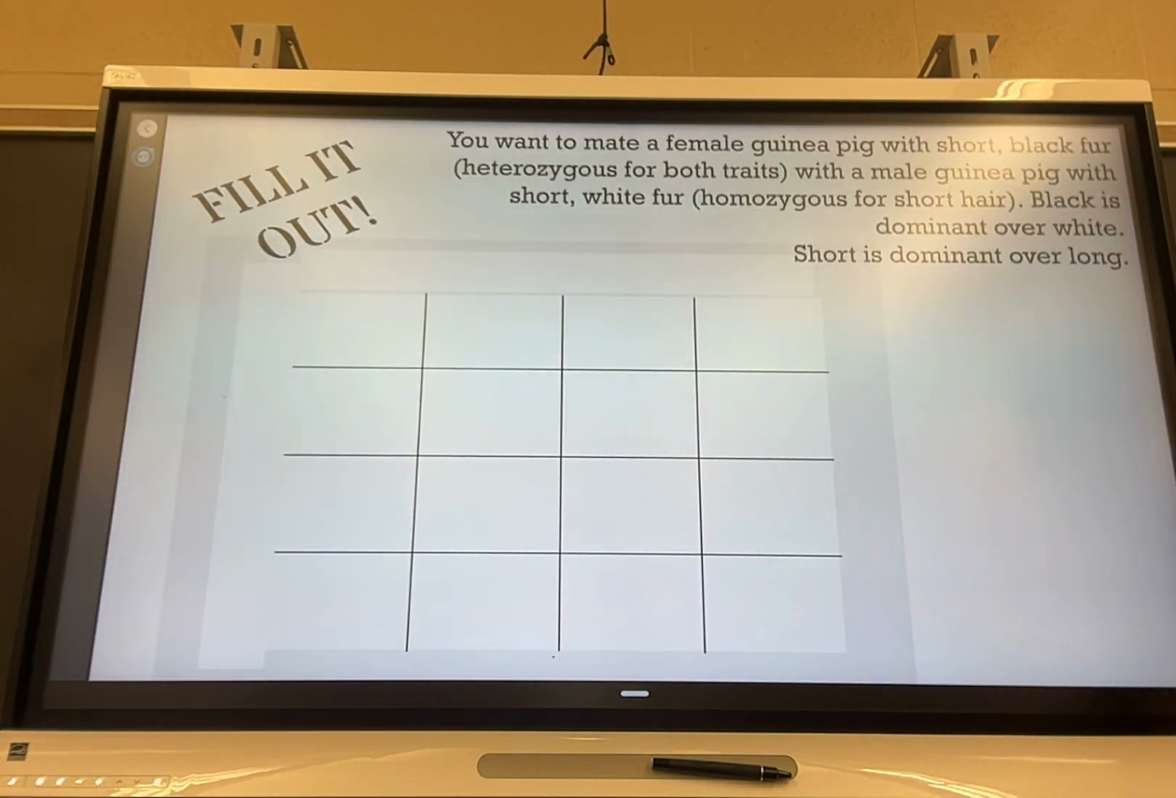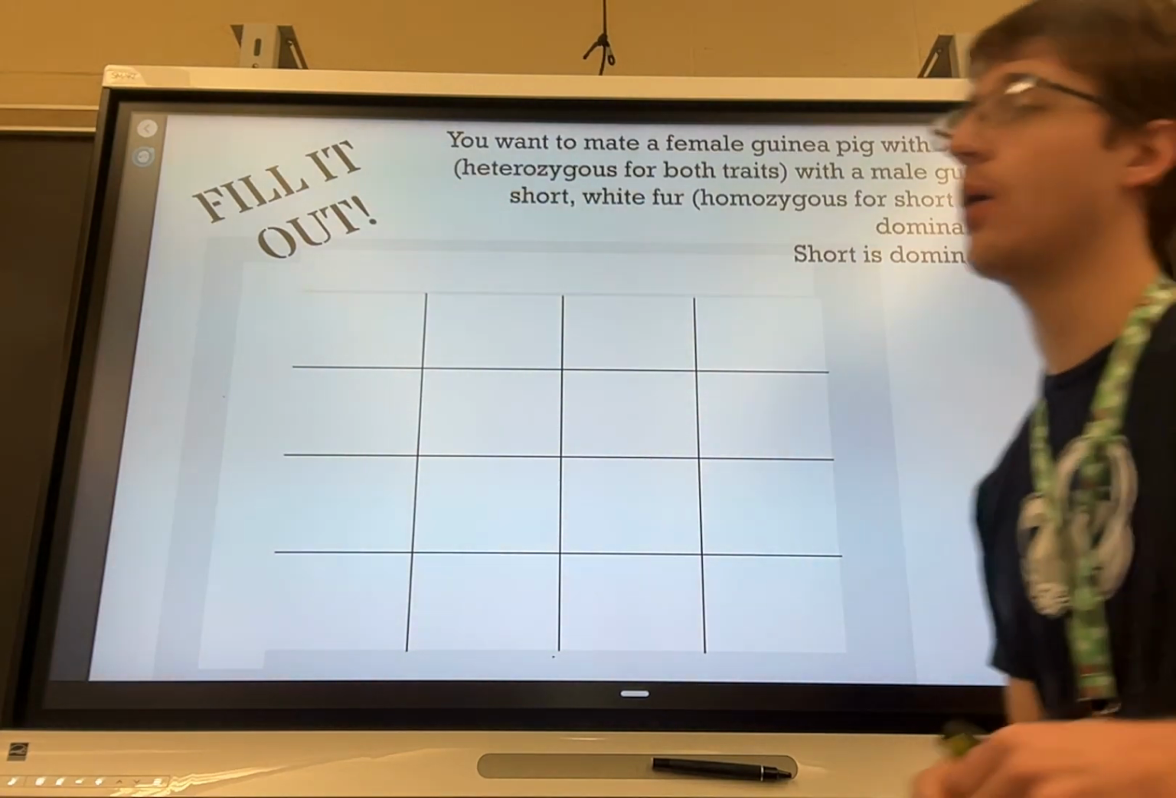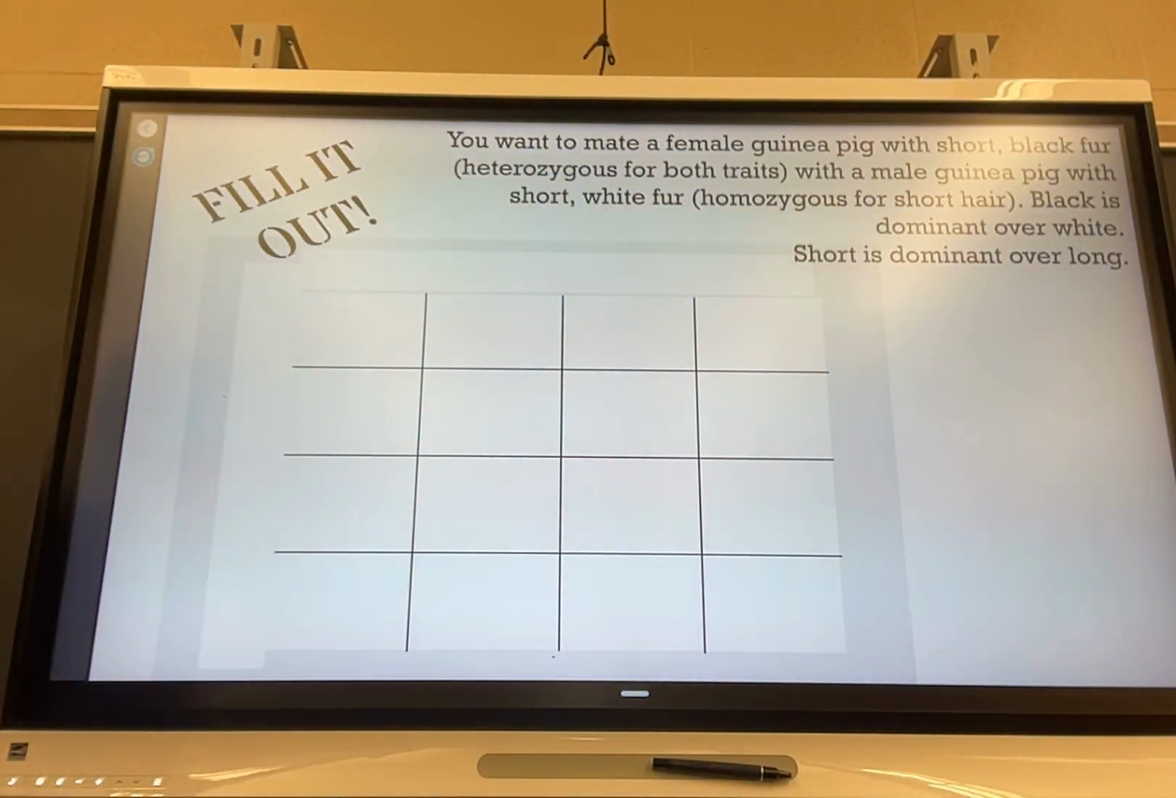So, try out another example. We have a female guinea pig with short black fur and a male guinea pig with short white fur. The female is heterozygous for both traits. The male is homozygous for short hair. If black is dominant over white and short is dominant over long, what are our offspring going to look like? So take a minute, jot this down, and try and solve the Punnett square using the trick that we used in the last example.